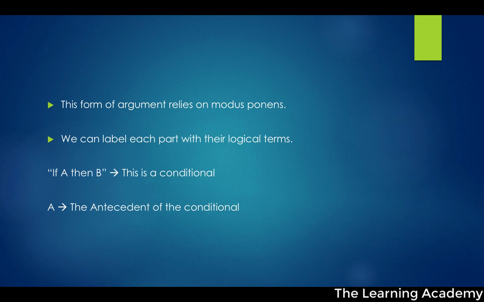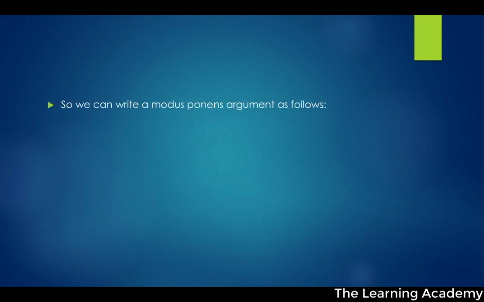In this case, A, this side of the conditional equation, is called the antecedent of the conditional. The antecedent, the thing that comes first. And then on the other side of the equation, B is called the consequent of the conditional. It is what happens as a consequence of A being true. So there's a direct link between these two entities in a conditional. So we can write a modus ponens argument like this. We have the first being the conditional, whatever the conditional is. If it is raining, then I'll take an umbrella. If interest rates go up, house prices will go down.